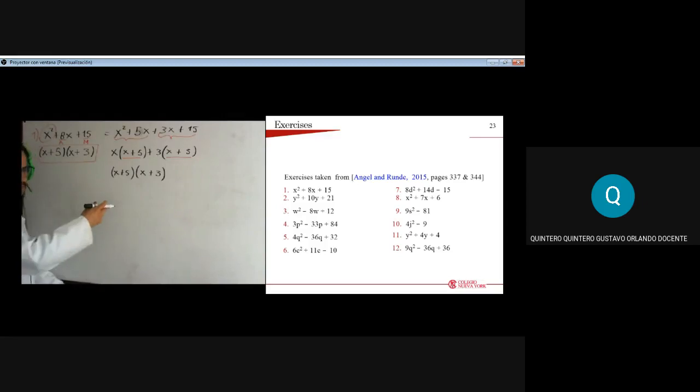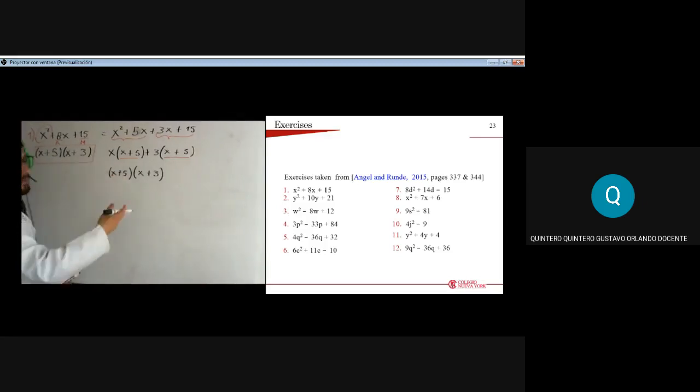This process is the common factor by grouping. Which one do you prefer? That is up to you. I prefer to do it in this way. This is kind of a tricky way, but once you get the hang of it, it is absolutely easy to do.